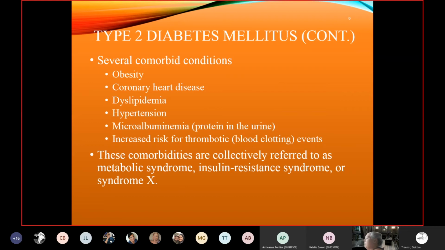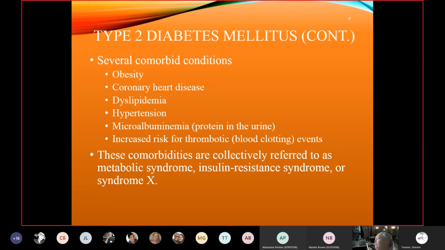Other conditions that may go along with diabetes: obesity is common. Coronary heart disease because of the macrovascular complications. Dyslipidemia, which is an elevation in the plasma cholesterol, triglycerides, or both. Dyslipidemia might be genetic, or it could be secondary. Hypertension, again, because of sclerosis in the blood vessels.